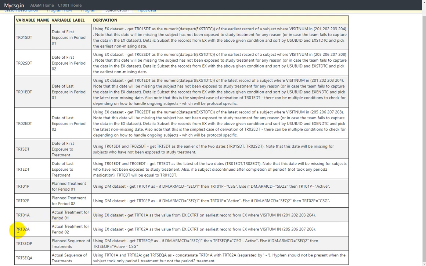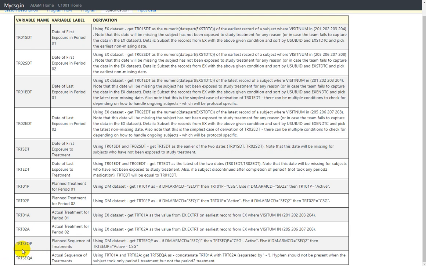And then for TRT02A, which is the actual treatment for period 2, using the EX dataset, get TRT02A as the value from EXTRT on the earliest record from EX where visit num is in 205 to 208. So the earliest record's EXTRT value becomes TRT02A, and the earliest EXSTDTC value becomes TR02SDT. That's how we can populate TRT02A and TR02SDT within a single step.